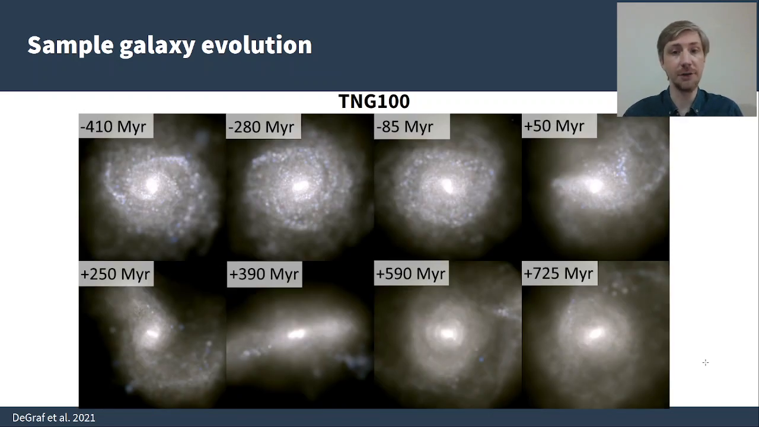Here's another example. This is from the TNG simulation, where again, the galaxy is initially relaxed. Around when the black hole merger occurs, we see a morphology that shows evidence of a recent galaxy merger, and it takes several hundred megayears before we start returning to a nice relaxed state.